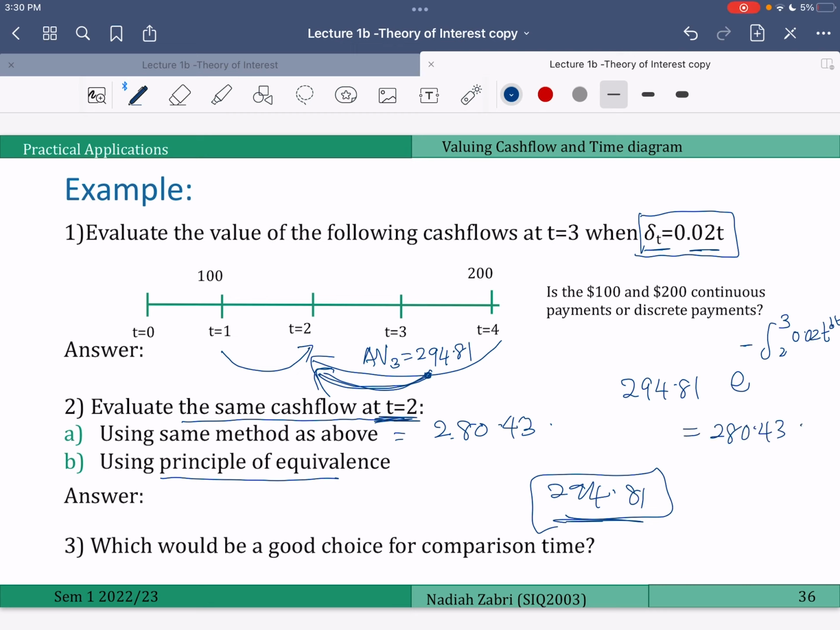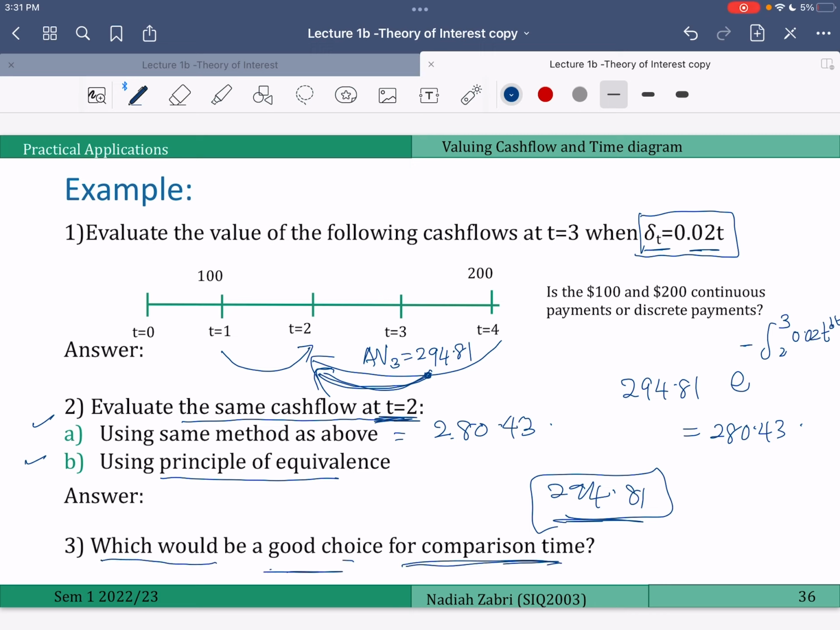One is you are using the normal method, you do 1 by 1. One is you are using the principle of equivalence. Okay, which would be a good choice for comparison time?